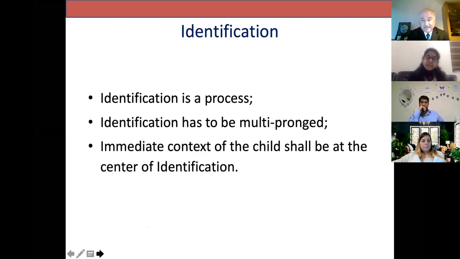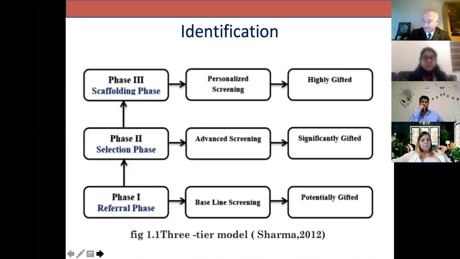We validated our results with the standardized tests of intelligence and creativity. But we believed that, and we also created our own identification processes related to the child's immediate environment. So this was the three-tier model which we used.